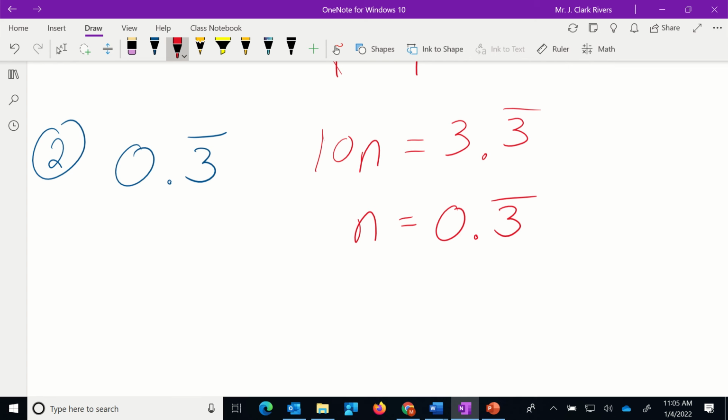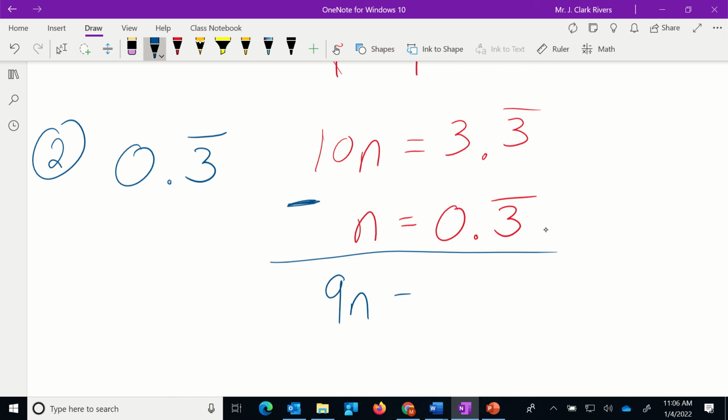Yes, Sarah Kate? Wouldn't it be 10 point n? No, it's 10 multiplied by n. Because remember, we want to move that decimal 1 spot over. You might know what we do next. Kyle? First we subtract. Okay. Oliver, what is 10n minus n?